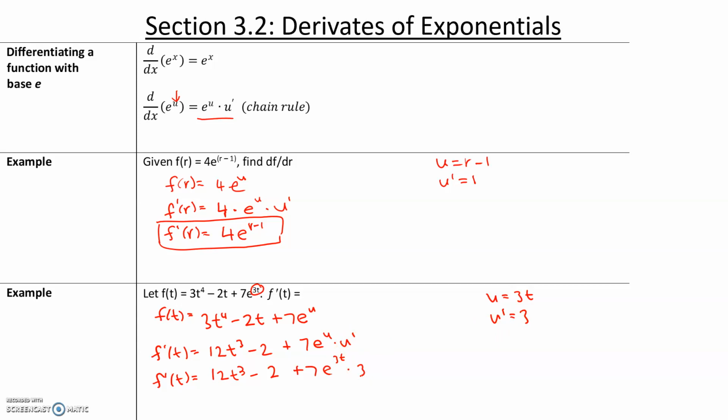So if you don't want to use a u substitution, that's fine. Just remember to multiply by the derivative of the exponent, which is in this case 3. If we simplify this a little bit, 7 times 3 is 21. So f prime of t is equal to 12t to the 3rd minus 2 plus 21e to the 3t.